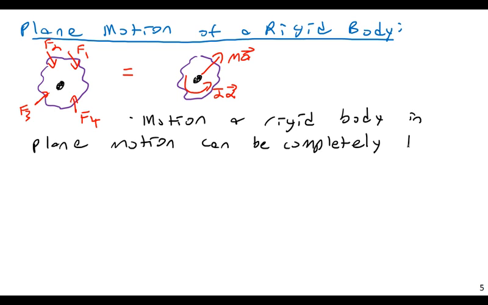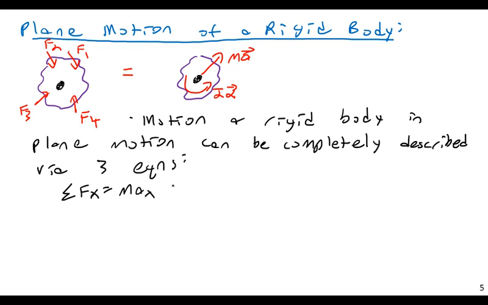Plane motion can be completely described via 3 equations. I'll have the sum of forces in the x direction equals m a_x. The summation of forces in the y direction equals m a_y. And the summation of moments about the center of gravity G is going to be equal to I alpha. This is similar to things we've done in the past.